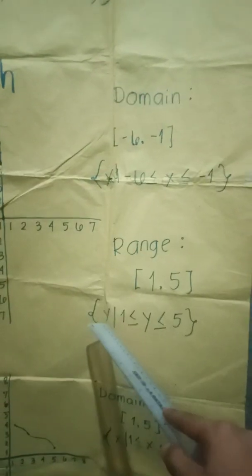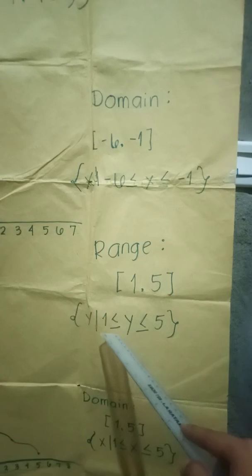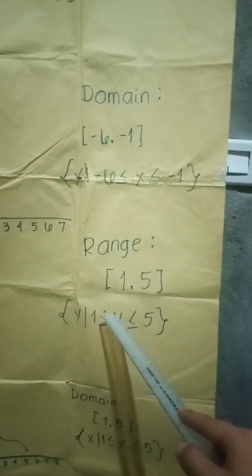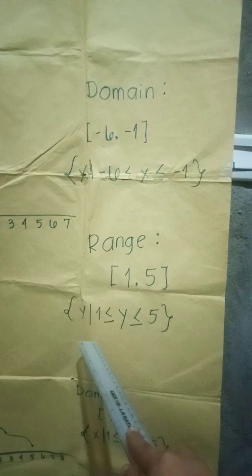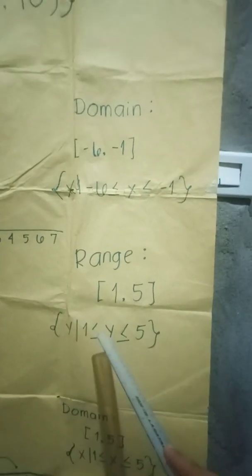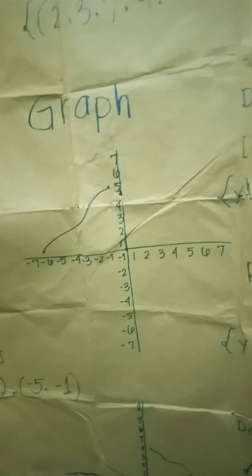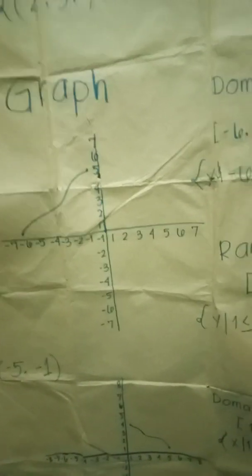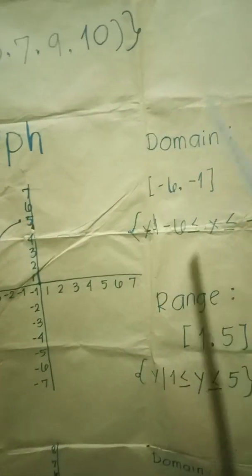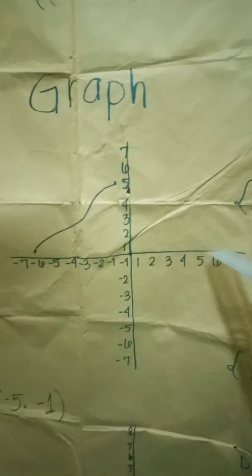Therefore, x such that x is greater than or equal to -6, but x is less than or equal to -1. This is how you're going to do it. If you're going to find the domain, which is the horizontal, the value of x, all you need is to just focus on this horizontal.